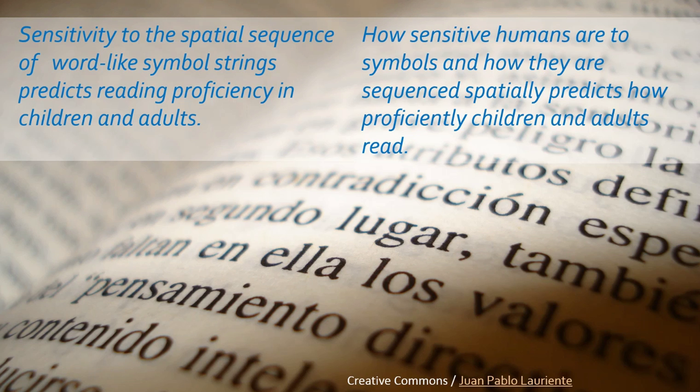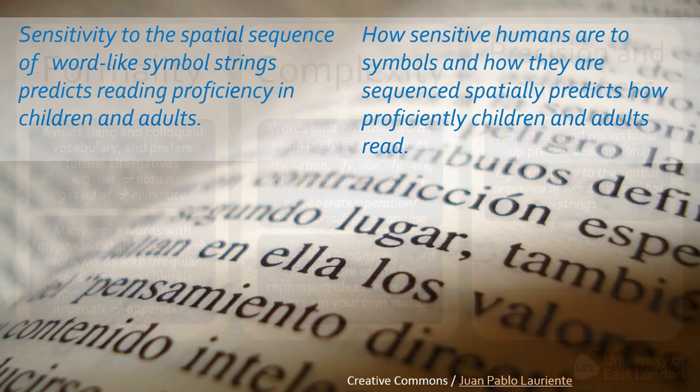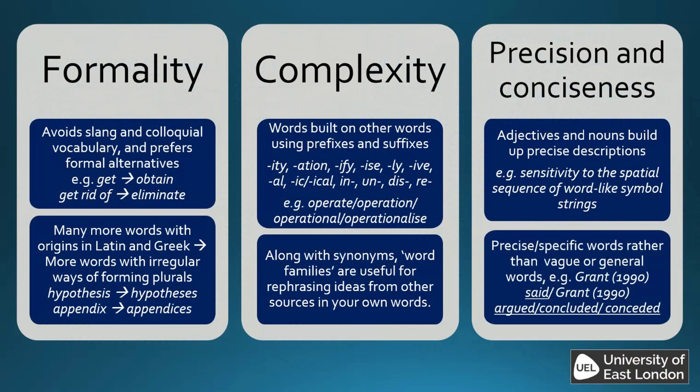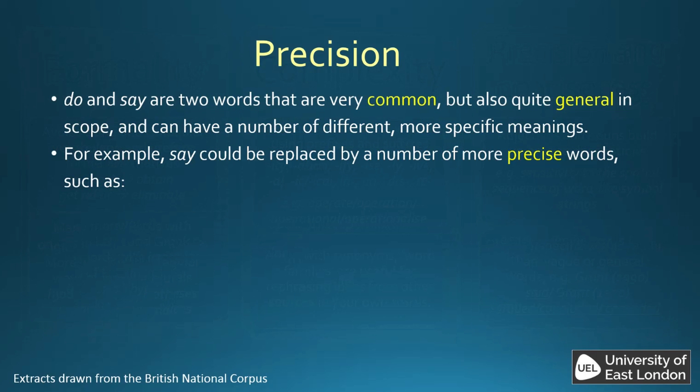In addition, even without the precise description of symbols, the alternative sentence contains 19 words, so is both longer and less precise than the original sentence. Furthermore, as we mentioned in Unit 2, we can also be more precise by choosing words with more specific rather than general meanings. Do and say are two words that are very common, but also quite general in scope and can have a number of more specific meanings.